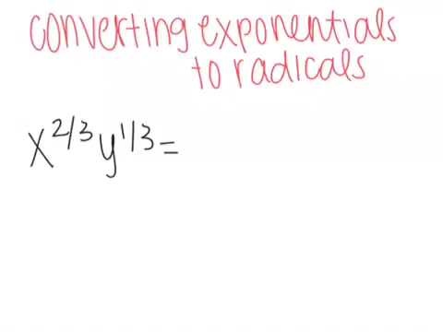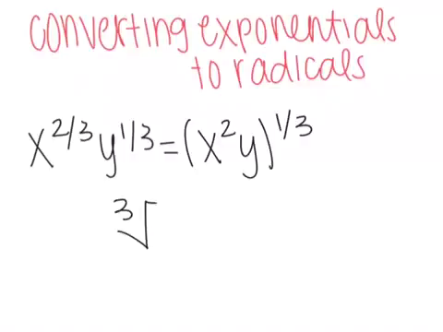Now we're converting exponentials to radicals. So in our example, we have x to the power 2/3 times y to the power 1/3. So that is like having x squared times y, all to the 1/3. And the 1/3 power is the same thing as the cube root of x squared times y.